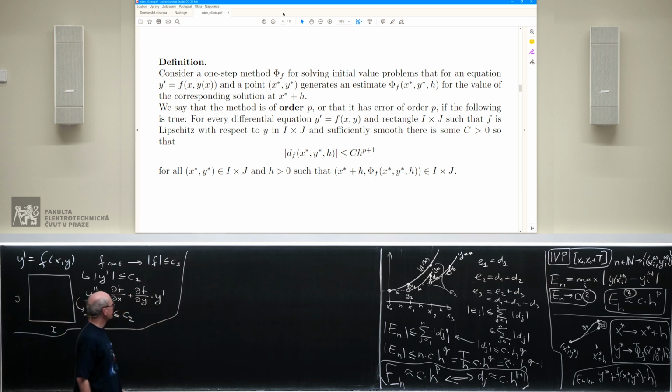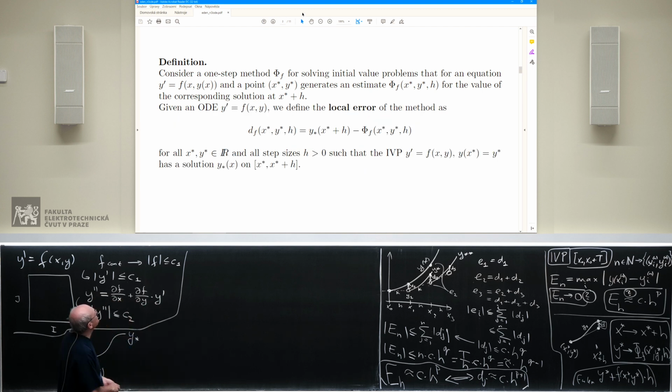We are supposed to take a location, let me draw a picture here, x star, y star, look at the solution which passes through here, this is y star, and that's what's described in the definition of the local error. Let's go back there. So in the last two lines it says that we should take a solution, follow solution y star, on the last line we can see it, and it's a solution which passes through the point x star, y star.